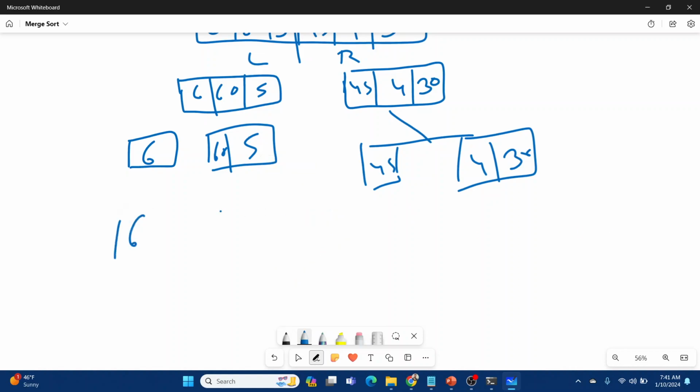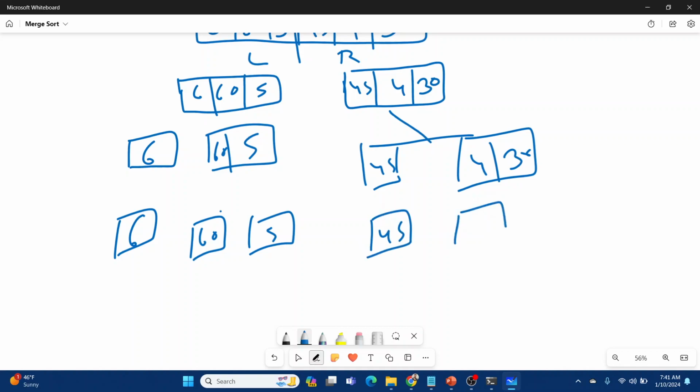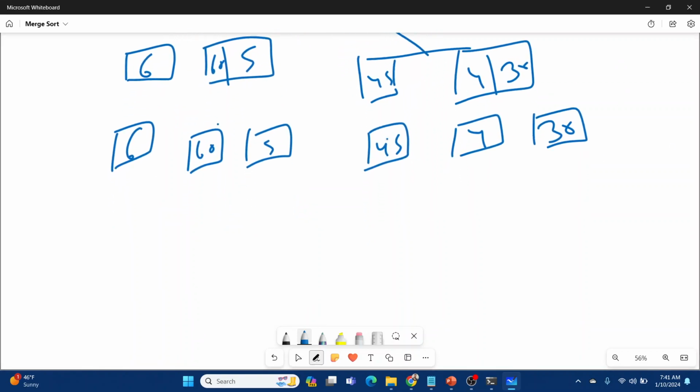6 will be alone, then 60 will be alone, then 5 will be alone, over here 45 will be alone, 4 will be alone, and 30 will be alone. Now everything is divided into single parts, and the algorithm says that each part is sorted by itself, right? When there is one element, it is already sorted, because there is nothing to compare.